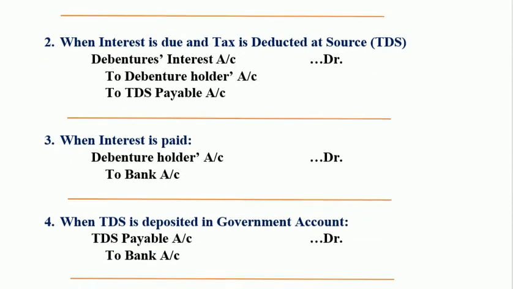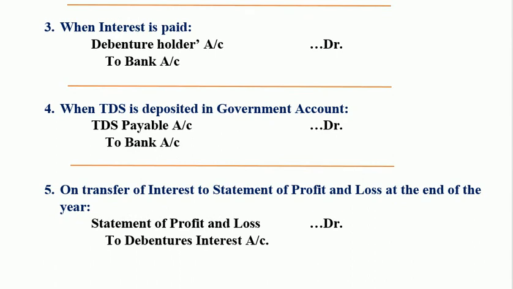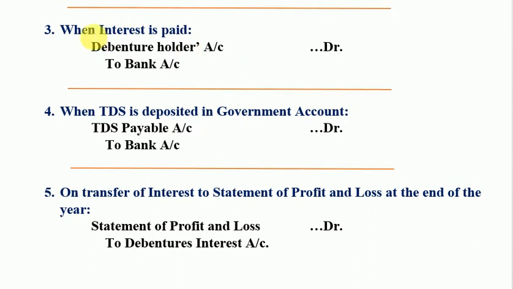I hope you all have understood. Now proceed towards point number 3, and the accounting entry of point number 3 says when interest is paid. So the entry is debenture holder account debit to bank account. Here we are paying the amount of interest to the debenture holder, and for this the journal entry is debenture holder account debit to bank account.